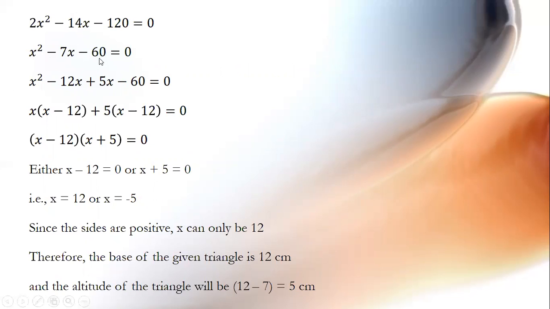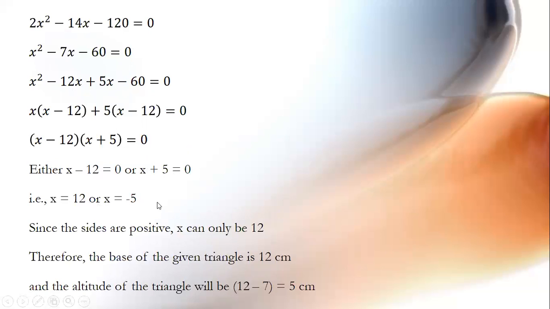So product is minus 60, sum is minus 7. Then we can factorize them as minus 12 plus 5. So then again we are taking the common out. We are getting two linear terms, x minus 12 and x plus 5 equal to 0. We'll equate them to 0 individually. So either x minus 12 is 0 or x plus 5 is 0. So x can be 12 or x can be minus 5.